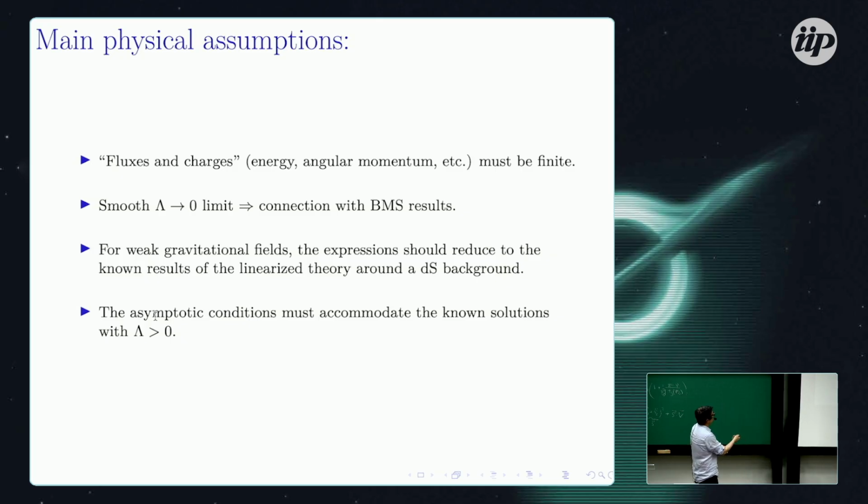And also we expect that for weak gravitational fields, all the expressions reduce to what is known in the case of linearized waves around flat space. In that case, we have the flat background and everything is more or less under control. And finally, we expect that our asymptotic conditions must accommodate all the known solutions with positive lambda, such as Kerr-de Sitter, the Robinson-Trautmann solution with lambda, and so on.